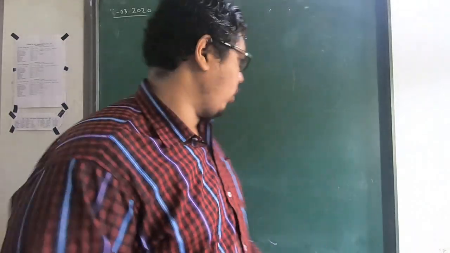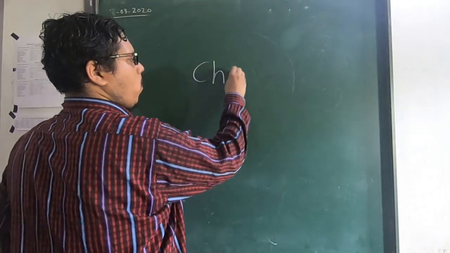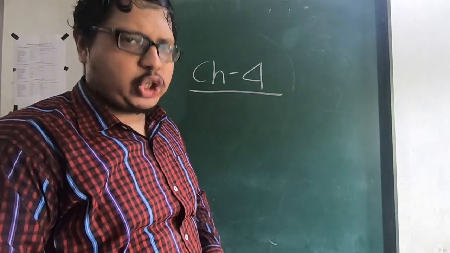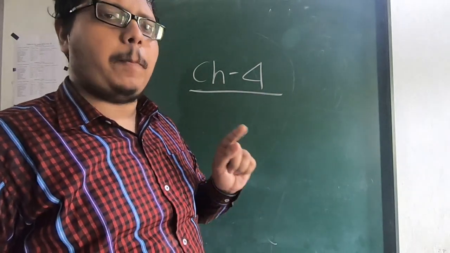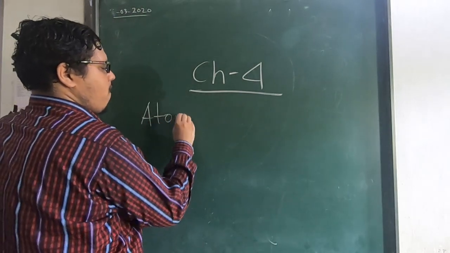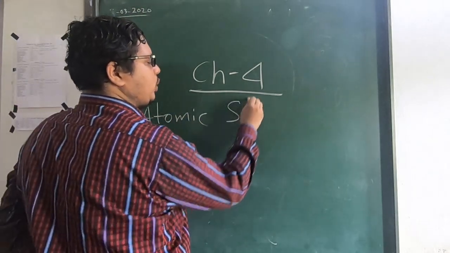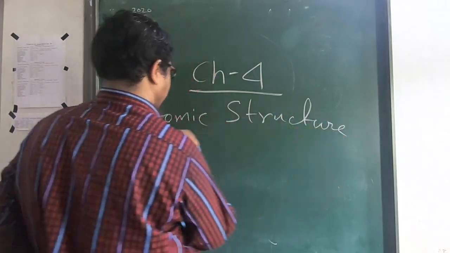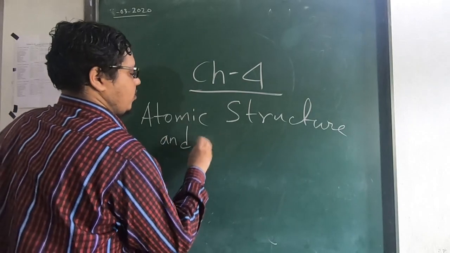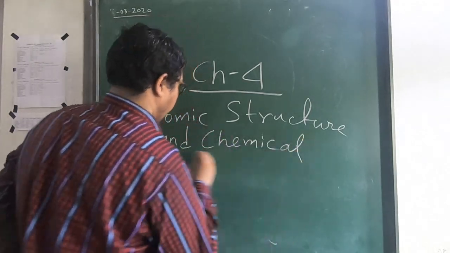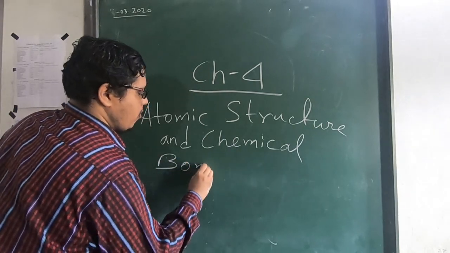Chapter 4 is atomic structure and chemical bonding. It is what? Atomic structure and chemical bonding. Okay?